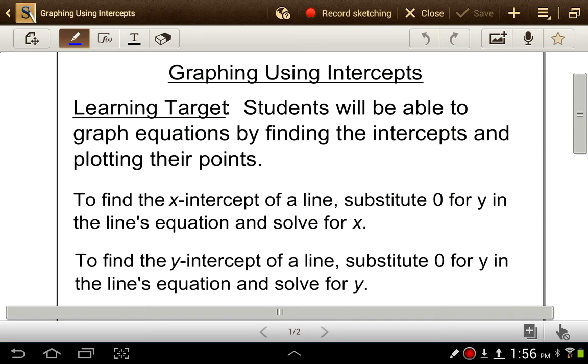So our learning target today is that students will be able to graph equations by finding the intercepts and plotting their points. Okay, so basically two steps. First you got to find the intercepts, then you're going to plot their points. Here's how you find the intercepts, guys.